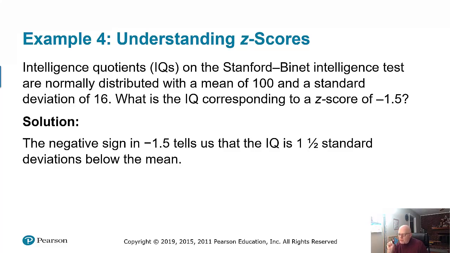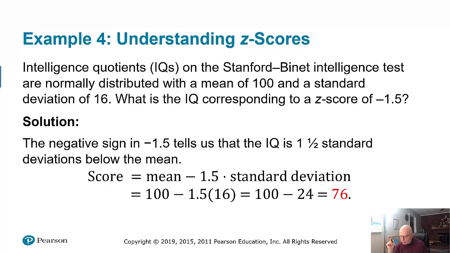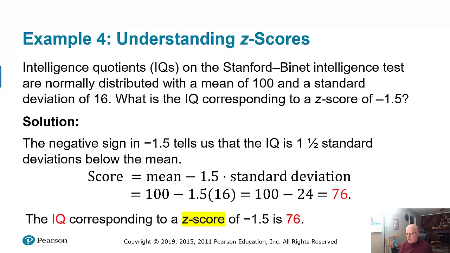So just a little bit of a review. The negative sign in negative 1.5 says the IQ is 1.5 standard deviations below the mean because of the negative. Oops, I guess I made a mistake, didn't I? My apologies. 76 is the actual standard deviation. So you can go back and fix that in your notes if you didn't already fix it.